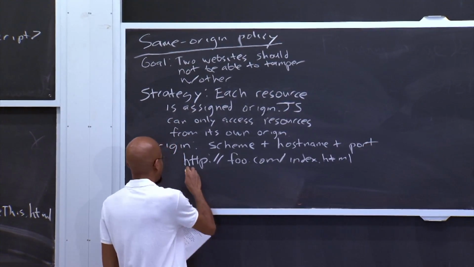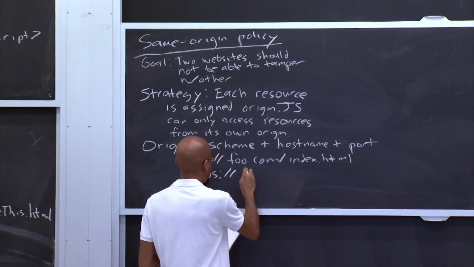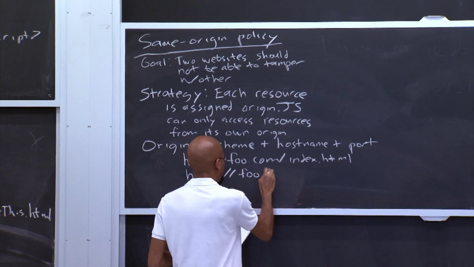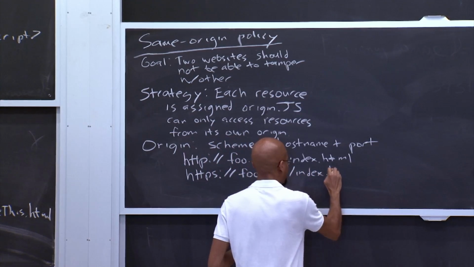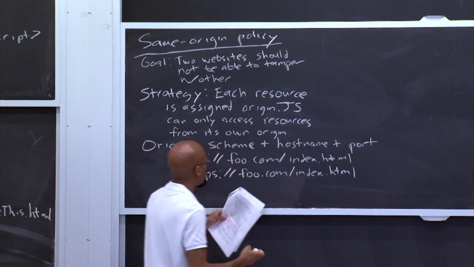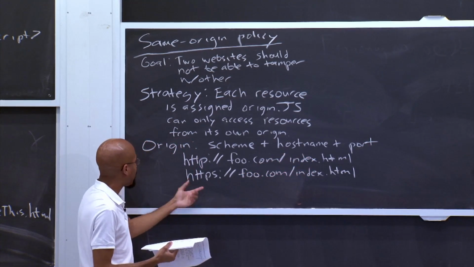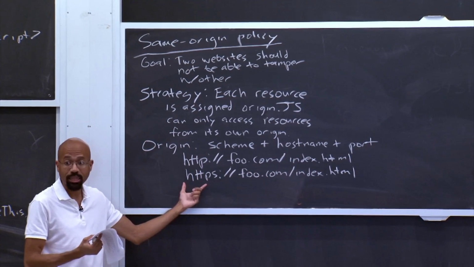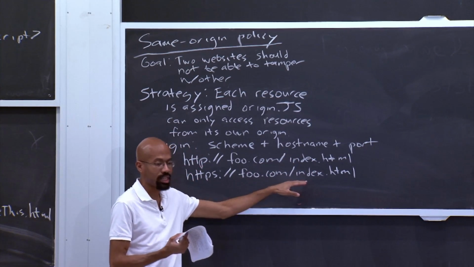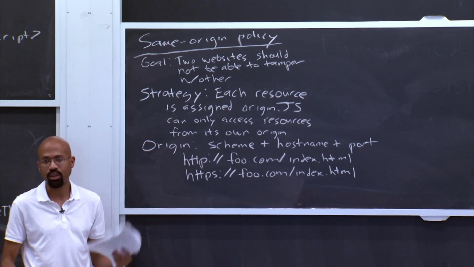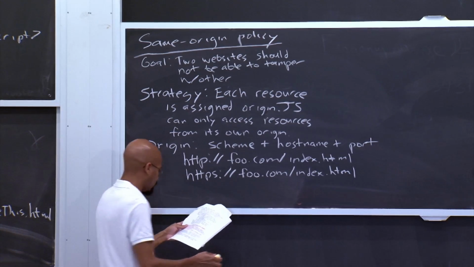Then if we look at something like HTTPS, once again, foo.com, index.html. These two URLs have the same host name, right? But they have different schemes, HTTPS versus HTTP. And also here, the port is implicitly 443, that's the default HTTPS port, right? So these two URLs have different origins.